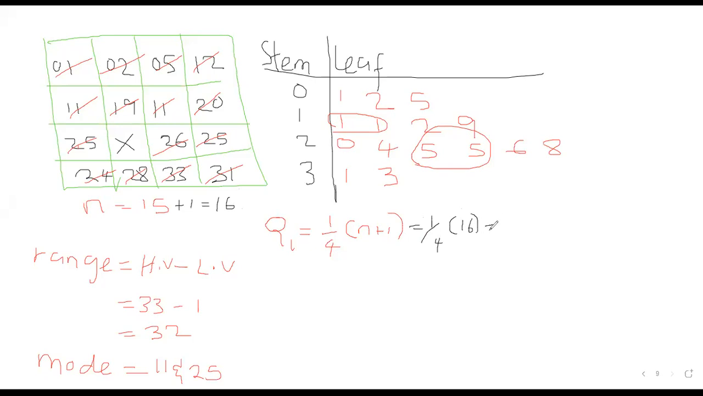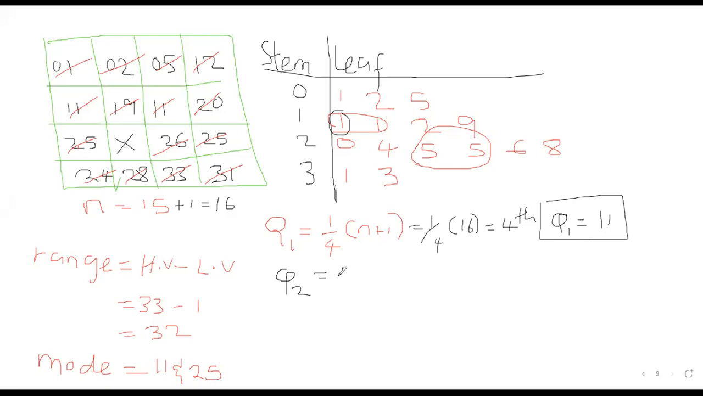Is 4 the answer or the position? The position of the first quartile. Let's count, since I already arranged them: 1, 2, 3, 4. So what number is this? 11. Correct, 11. Because you're adding the stem as well. Yes, that's the essence.